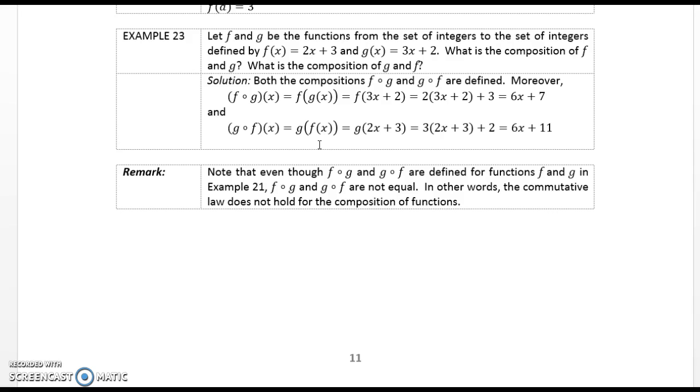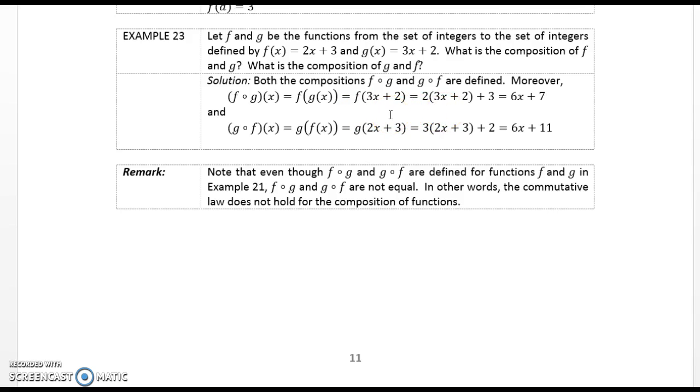What is the composition of f and g? What is the composition of g and f? f of g of x is equal to f of 3x plus 2, which is equal to 2 times the quantity 3x plus 2, plus 3, or 6x plus 7.